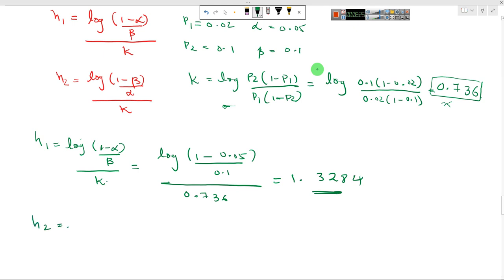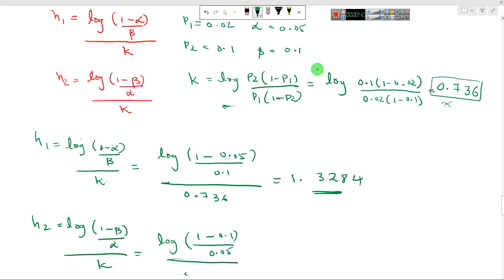Now H2 is equal to log of (1 minus beta) divided by alpha, divided by k. That will be equal to log of (1 minus 0.1) divided by 0.05, divided by 0.736. Again I have to enter the values in the calculator. You also may enter and find out the values along with me, then we will compare, right? So if you got a different answer, you can let me know in the comment section.